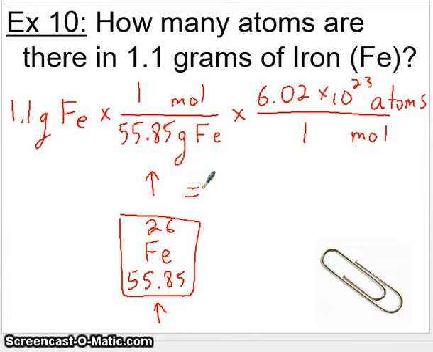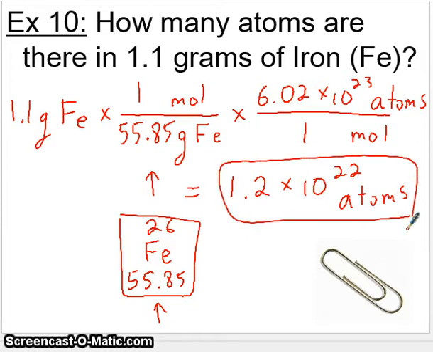So in this case, you have to multiply by two conversion factors. Go ahead and try this on your own. Take a minute and try this. Do 1.1 times 1 divided by 55.85 times 6.02 times 10 to the 23rd, divided by 1, and you should get yourself 1.2 times 10 to the 22nd atoms.